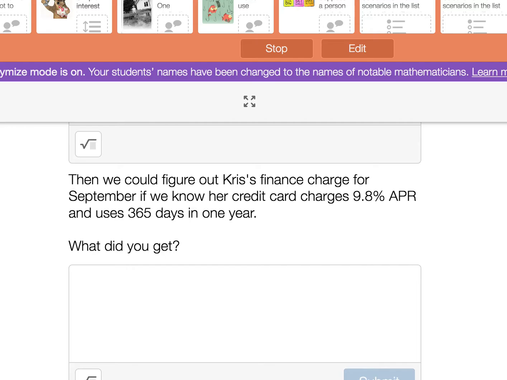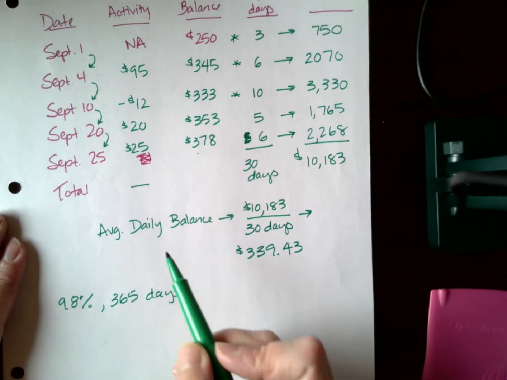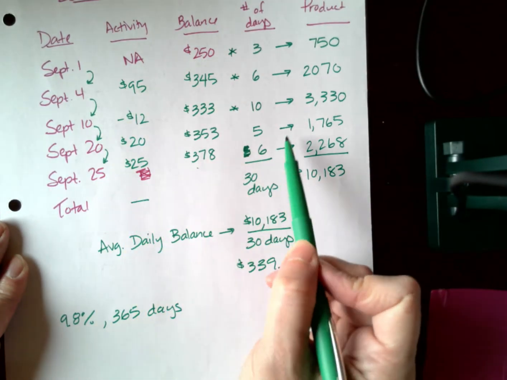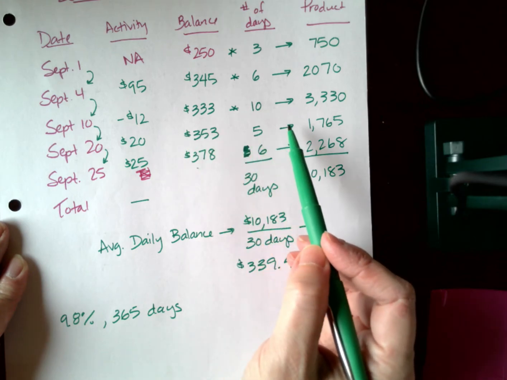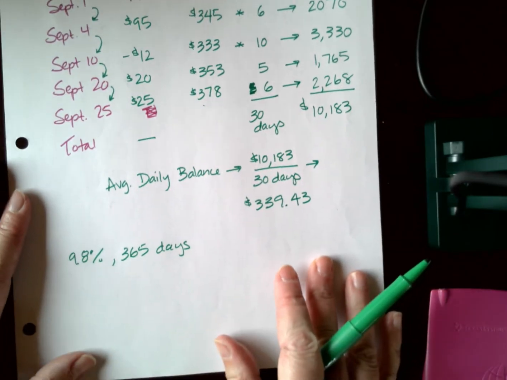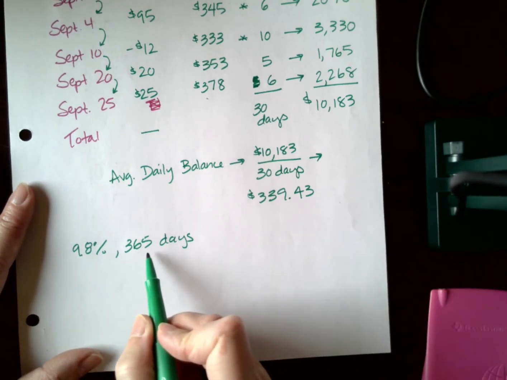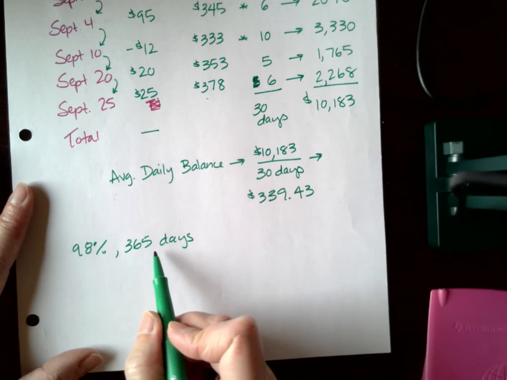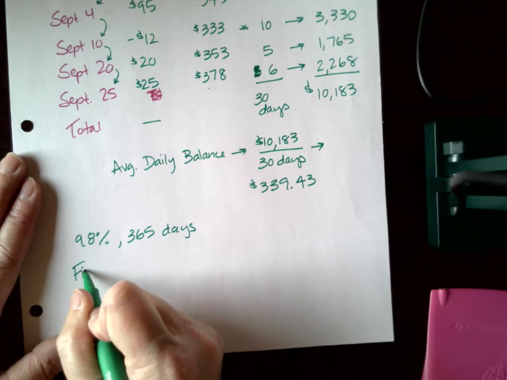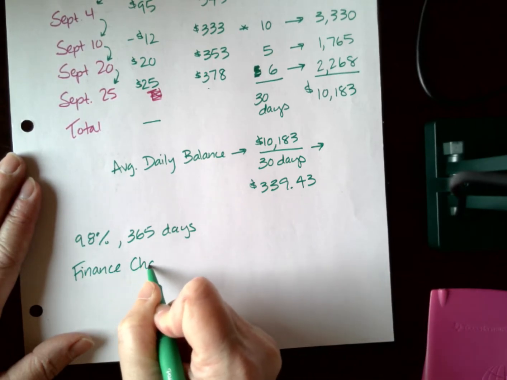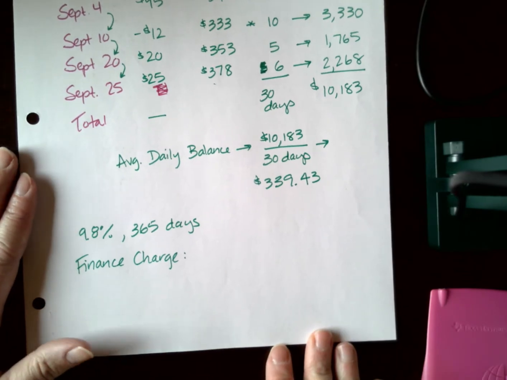Oh, Chris's finance charge is 9.8%. Just copying that part. And then 365 days they use. All right, let me pop that back up. All right. So I would not ask this kind of a question on the quiz where you have to fill in the chart and find the average daily balance, but I would ask a question where I give you the average daily balance and a percentage and some information about how they're computing it and ask for the finance charge. So this is actually from last week, or the last class period.